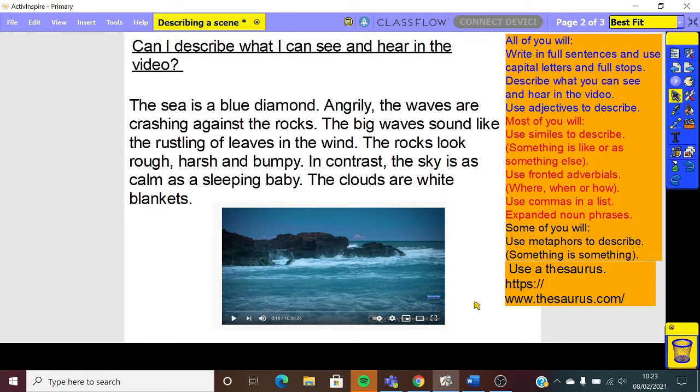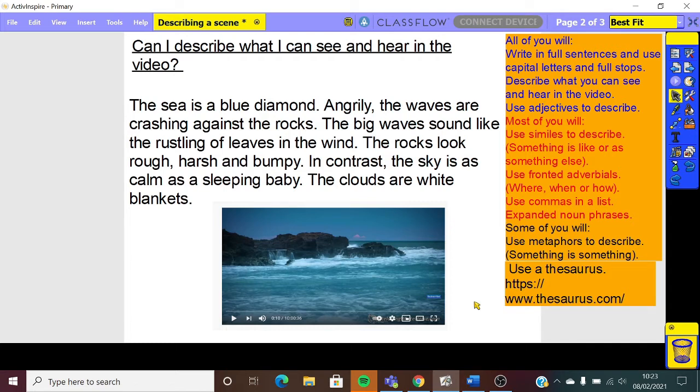The sea is a blue diamond. Angrily, the waves are crashing against the rocks. The big waves sound like the rustling of leaves in the wind. The rocks look rough, harsh and bumpy. In contrast, the sky is as calm as a sleeping baby. The clouds are white blankets.